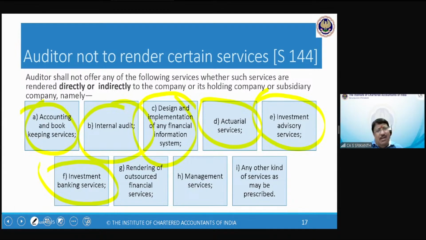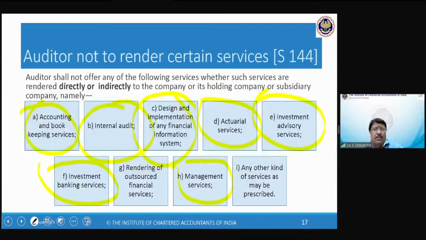Okay. See, even big firms, they also know how to take it out, but at arm's length. You can't do it directly or indirectly. When we come to directly or indirectly, you will understand. They have defined it for you. Rendering of outsourced financial services, I told you, where you send employees to do it. Management services, hiring of personnel and all that, that comes under management services. Okay. Any other kind of services as may be prescribed, not yet prescribed anything. Okay.